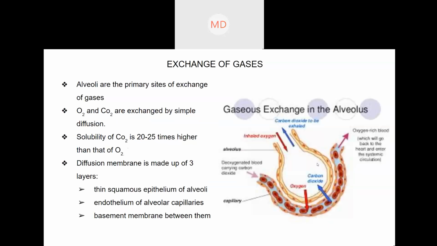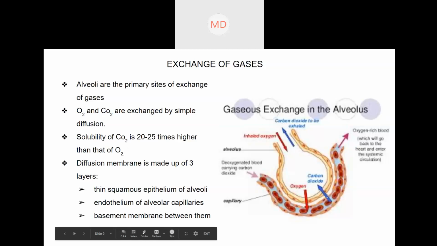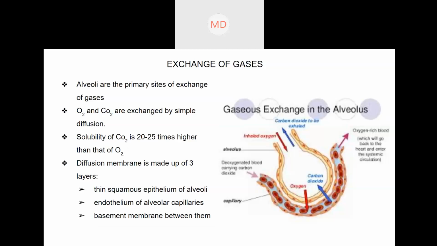Before that, the carbon dioxide which diffuses from these capillaries into the alveoli will be exhaled, moving out from the alveoli. Then again oxygen will come in and diffuse into these capillaries, and the carbon dioxide from the capillaries will come inside and go out again. This process will go on and on.